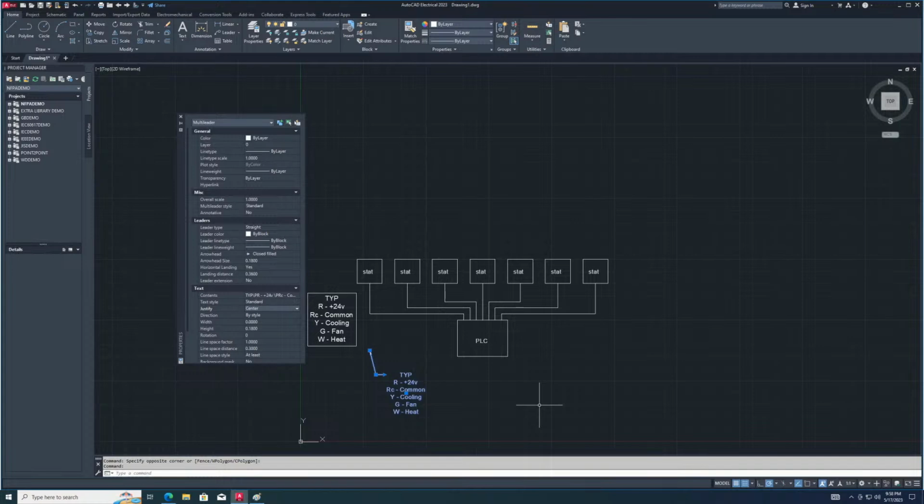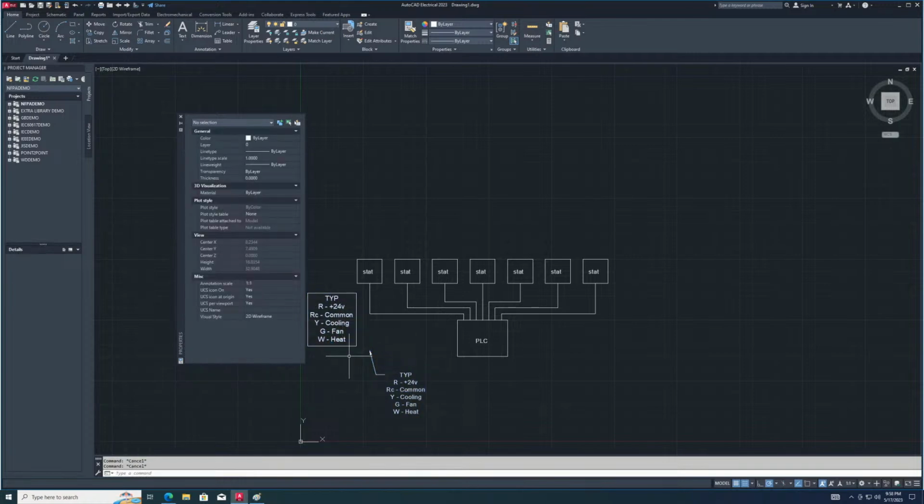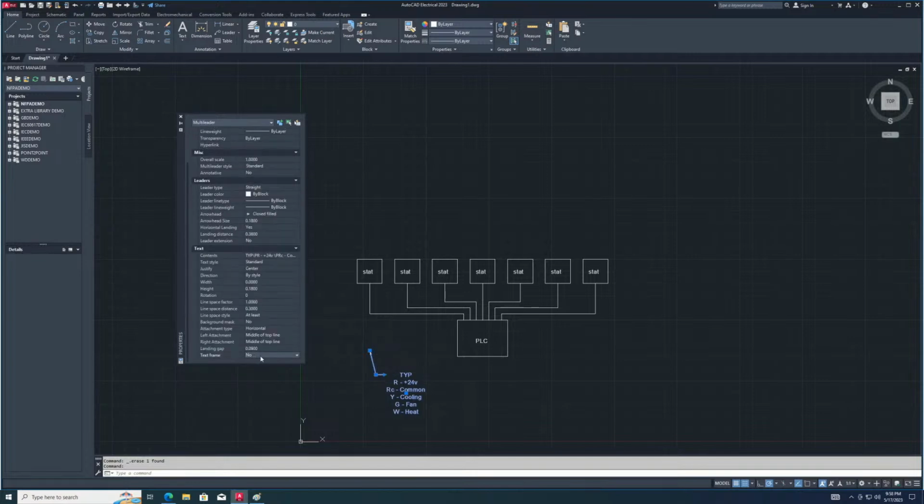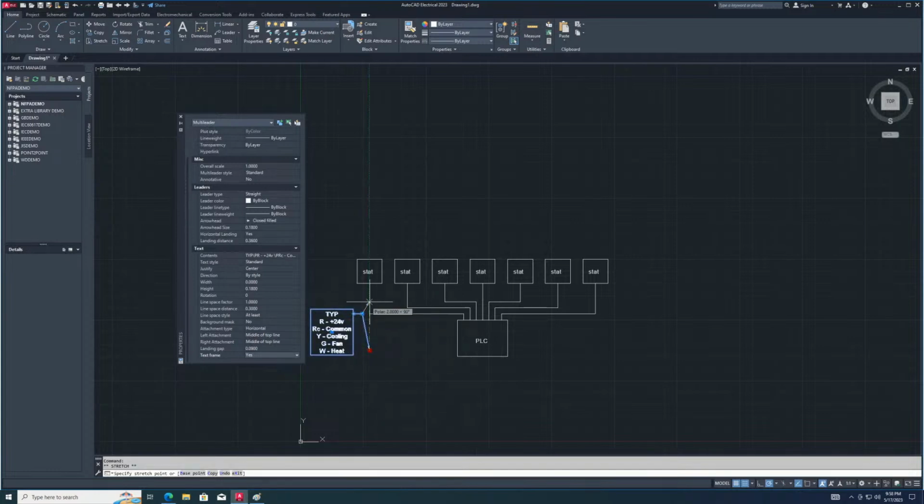Just like that. Alright, let's get back here. Okay, select the bam bam. Delete that. Let's go select this. Let's put a frame around it. There we go. Let's move this. Let's point this to that real quick.